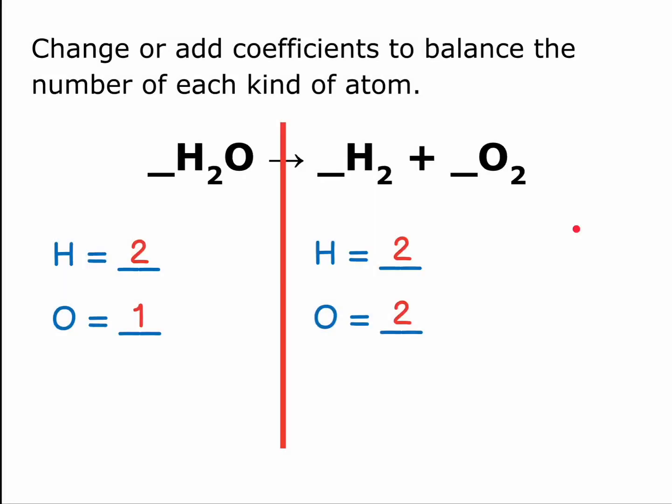So we are going to change or add coefficients to balance the number of each kind of atom. We'll do that by putting a 2 in front of this water molecule, in front of the chemical formula for water. We're going to add the coefficient 2. So now we have to recount our atoms. Instead of having 2 hydrogen, we have 2 times 2, which is 4. And instead of having 1 oxygen, we have 1 times 2, which is 2.